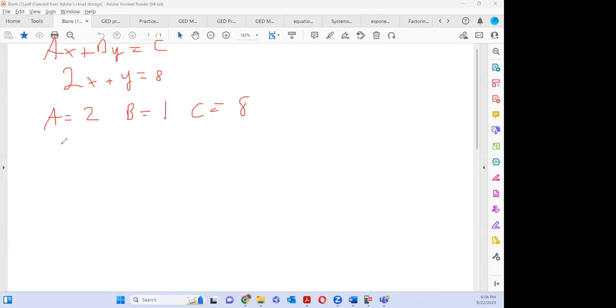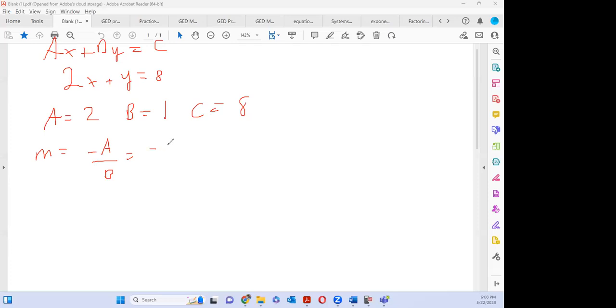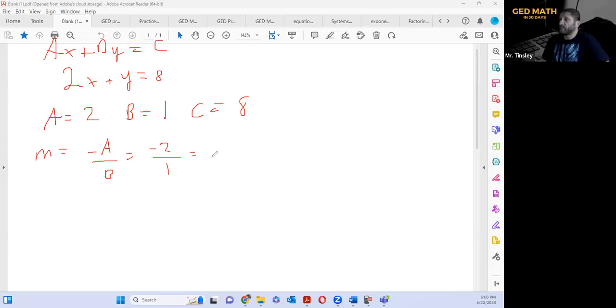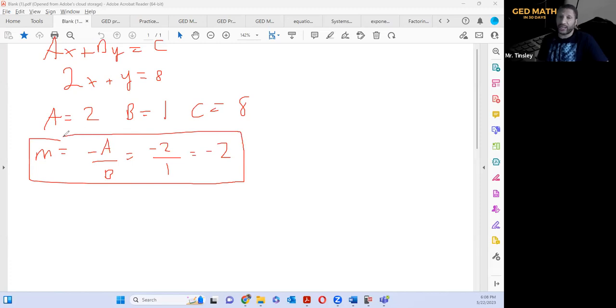Remember, in order to find the slope, I gave you an easy way: minus a over b. If a is 2, what's minus a? -2. What's b? 1. What can -2 over 1 reduce to? -2. So the slope of this equation is -2.